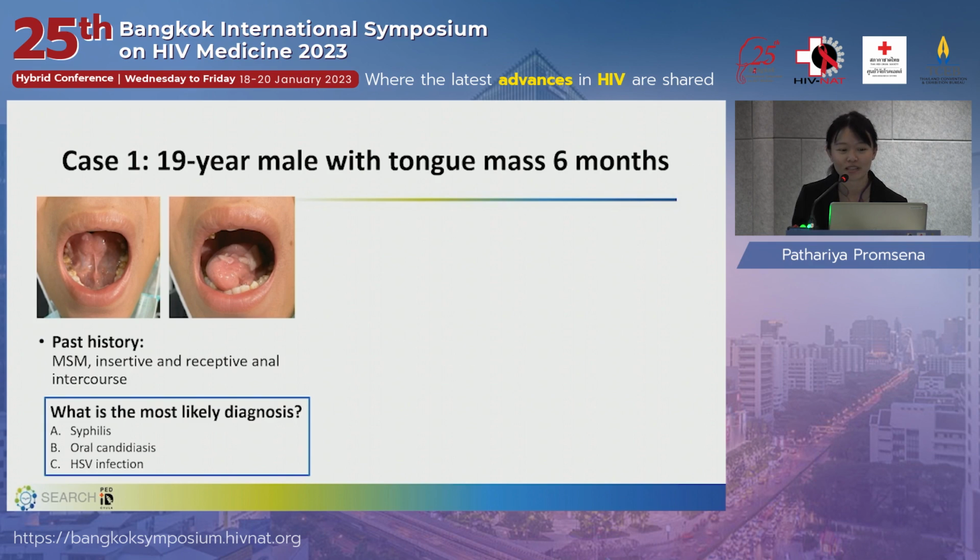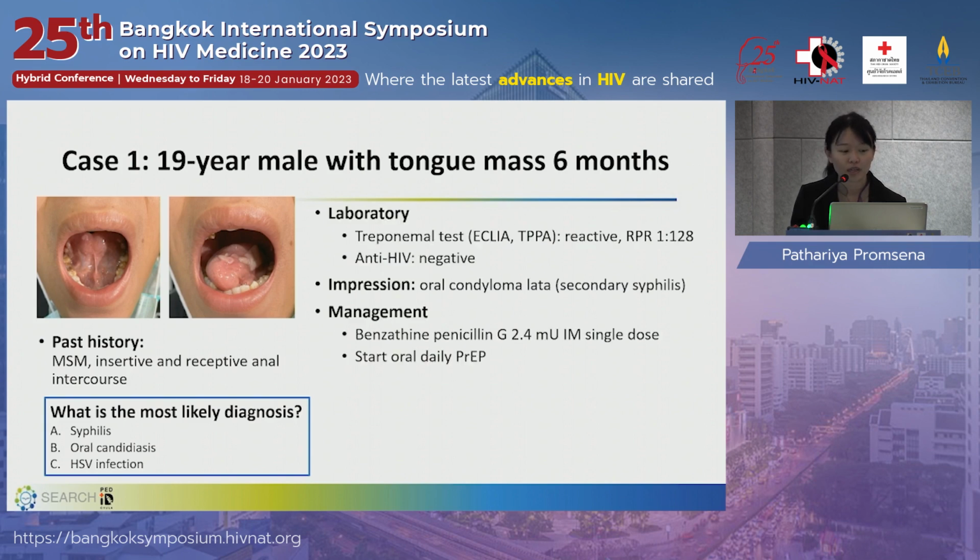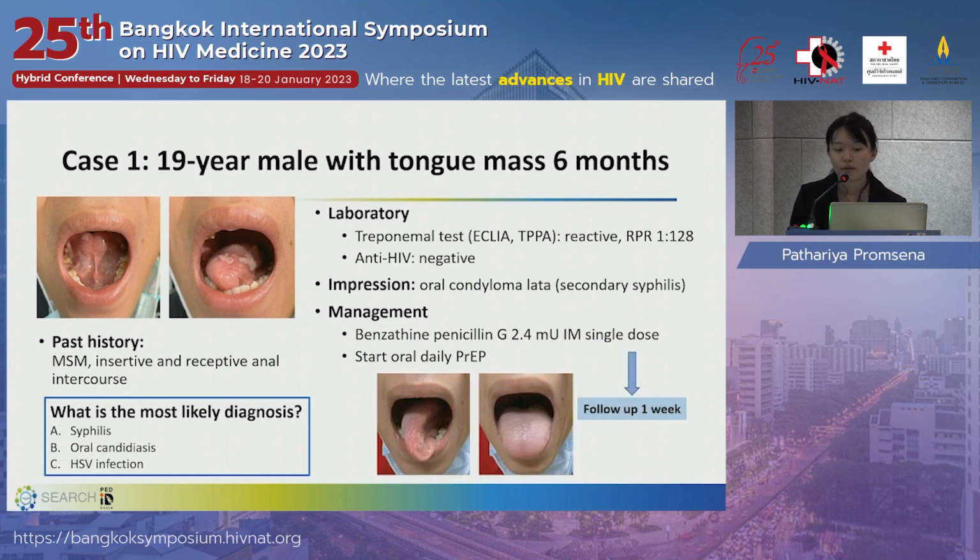Okay, let's see the diagnosis. We suspected syphilis infection, as the lesion was condyloma lata. So we performed the treponemal test and the result was reactive, with RPR 1:128. We also performed the anti-HIV test and the result was negative. So we prescribed benzathine penicillin G single dose and also started oral daily PrEP due to his risk of HIV infection. After that, we followed him up at 1 week and the lesion had already resolved.